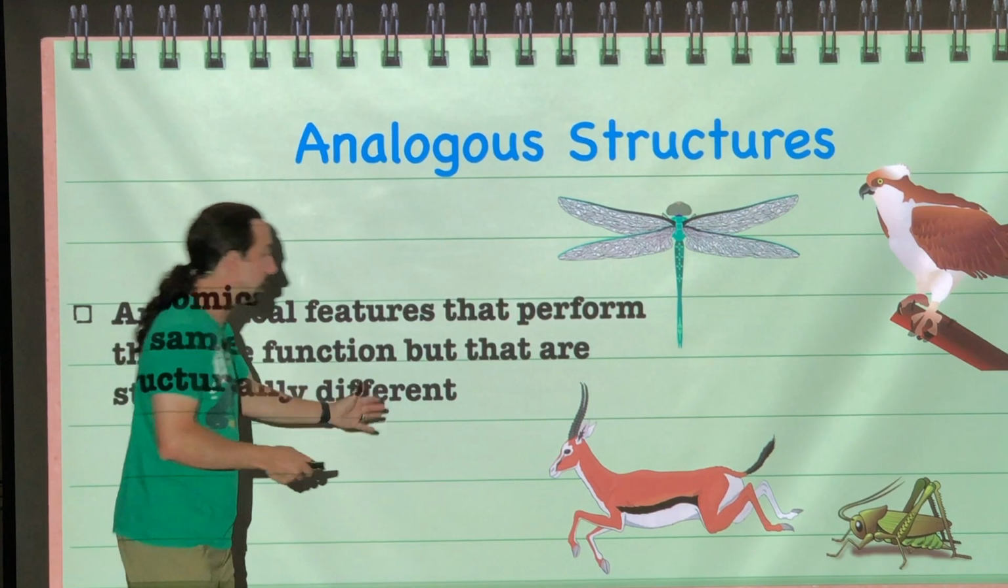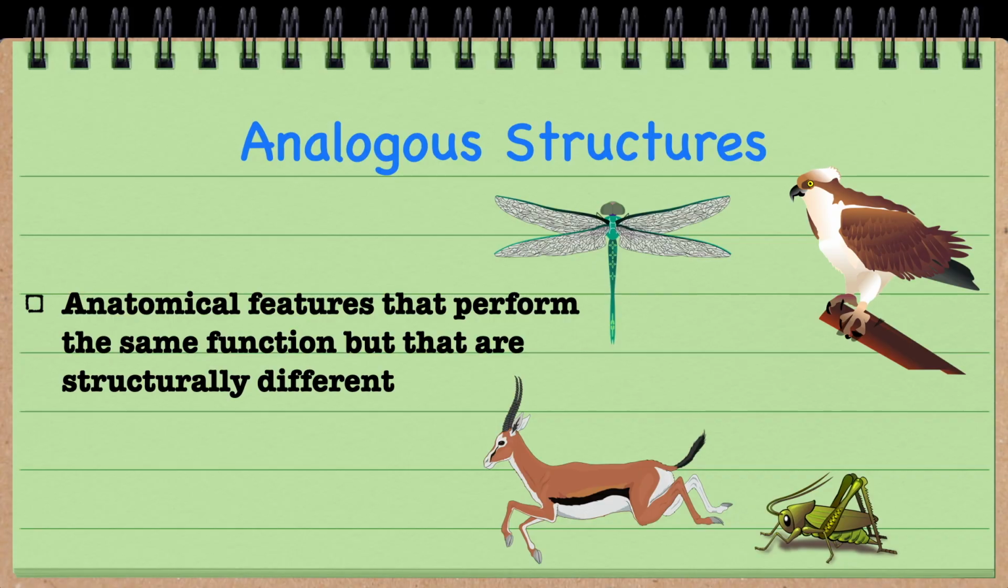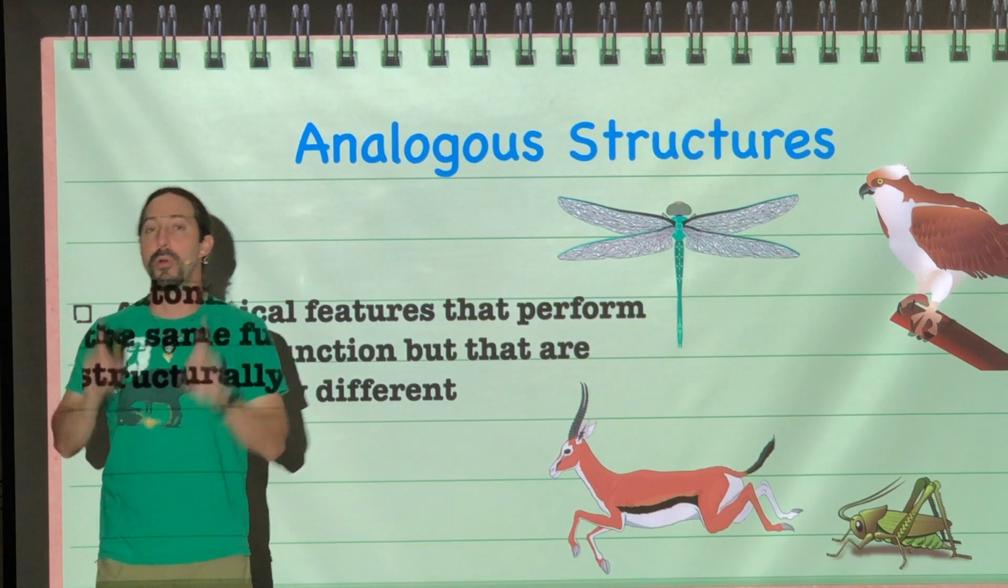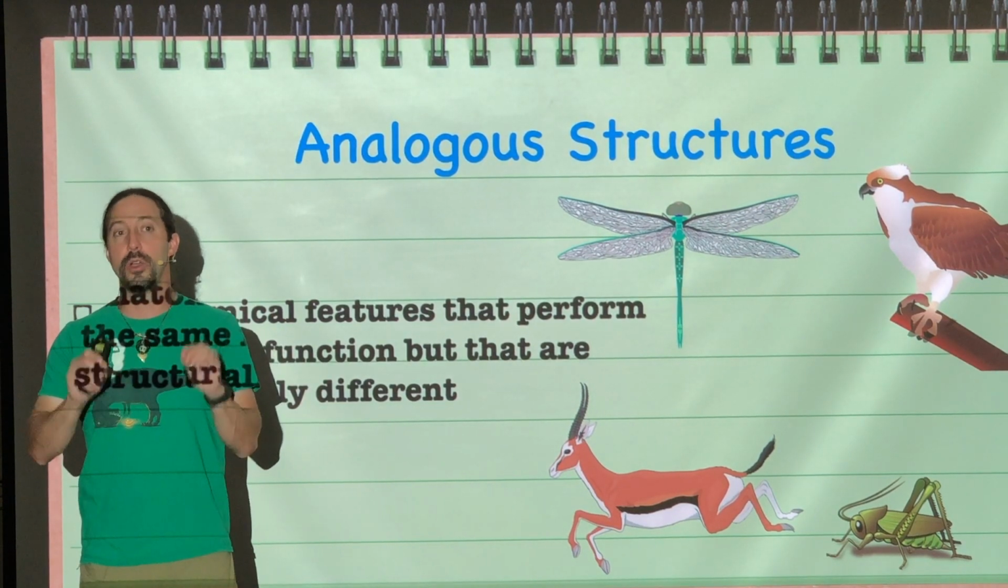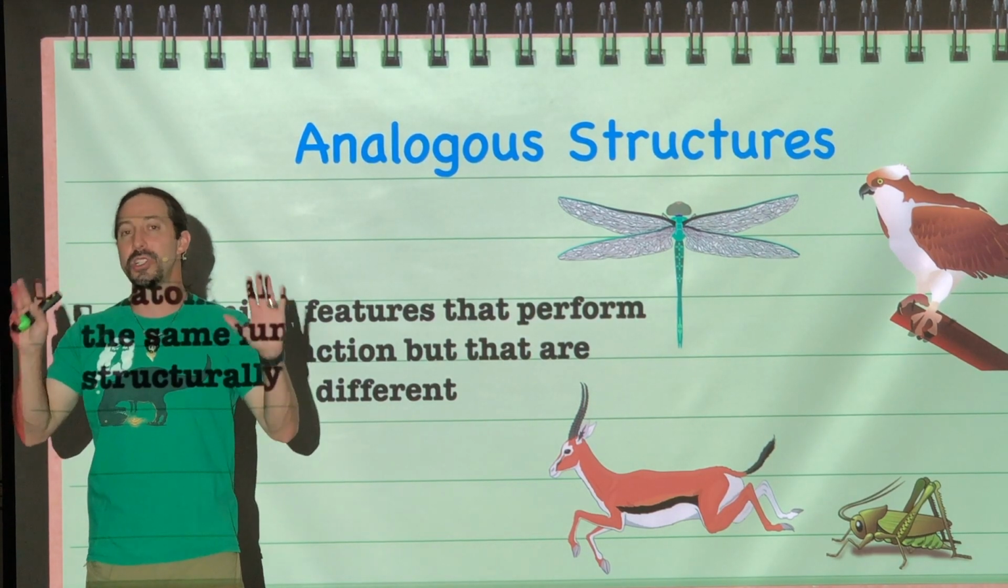We could also look at legs of an insect compared to the legs of a mammal. Our legs are very different from the segmented legs of an insect, but they both allow us to walk. Those are analogous structures. They show a different evolutionary pathway.